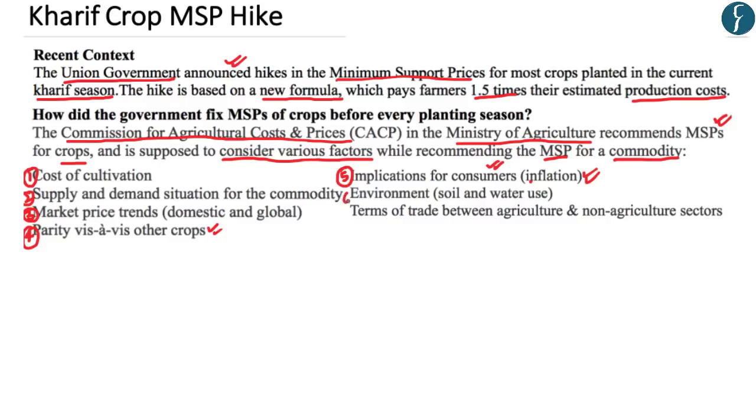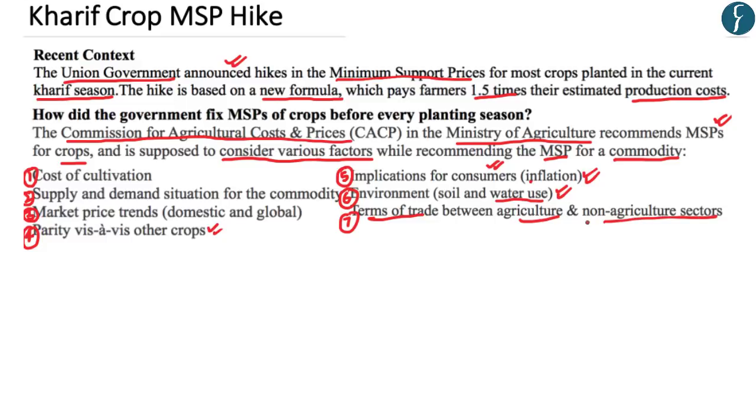The sixth factor would be environmental factors such as soil and water use, wherein the Government of India tries to regulate the MSPs that it gives for crops that have a higher water usage. The seventh factor would be the terms of trade between the agriculture and the non-agriculture sector.